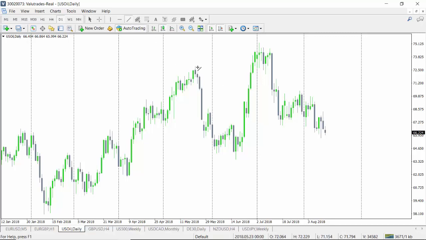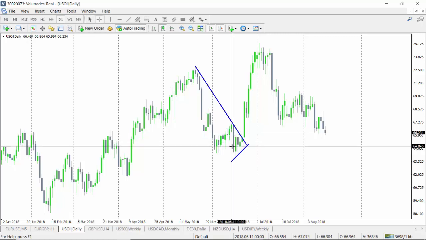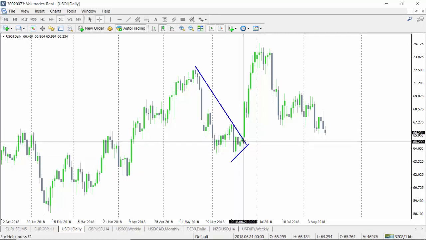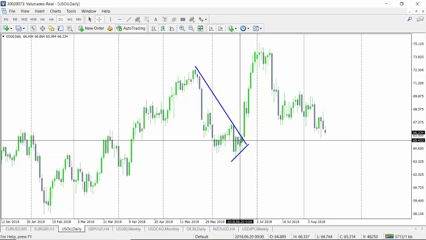Finally, to finish this video, let's have a look at breakouts in triangles. I personally like that quite a lot. So an example would be, let's say we have, I just draw a triangle on here, and you can see that the market on this one daily US oil chart got up and down within this triangle, and it kind of almost gets squeezed in there.